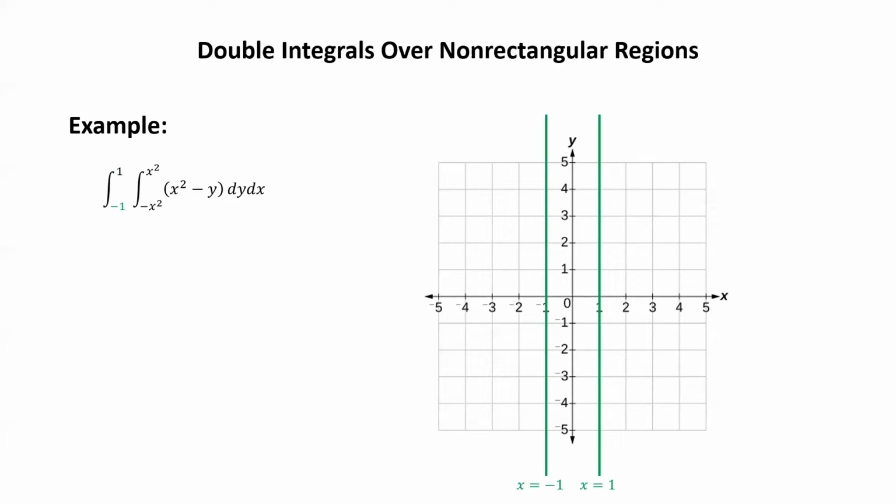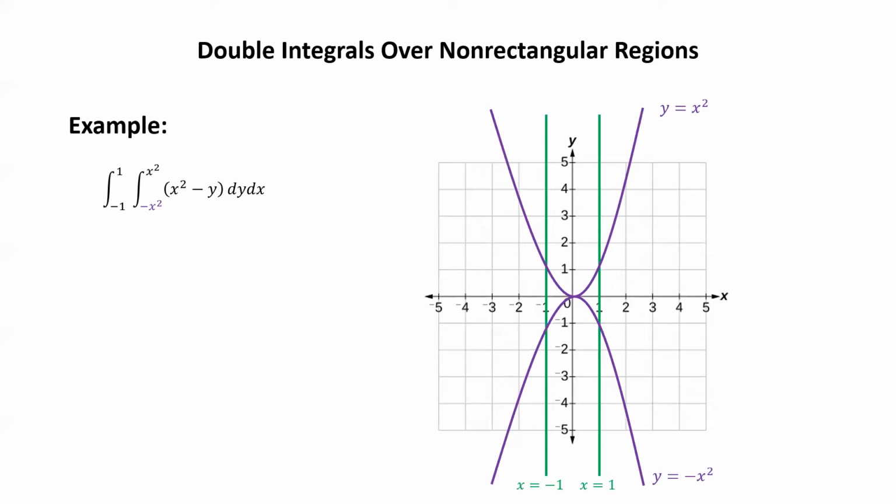Now we turn to the inner integral, which is dy. That means we're looking at the functions y equals x squared, whose graph is a parabola, and y equals -x squared, whose graph is also a parabola. It's the reflection of the first parabola in the x-axis. So here we have a picture of all the curves that are determined by the limits of the double integral.